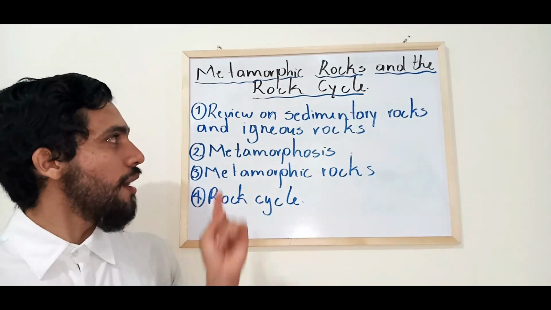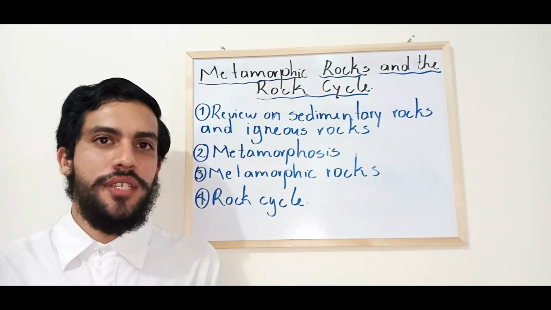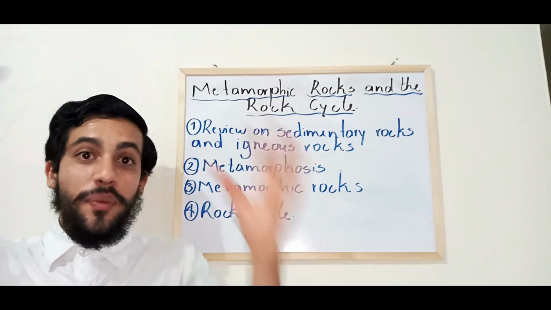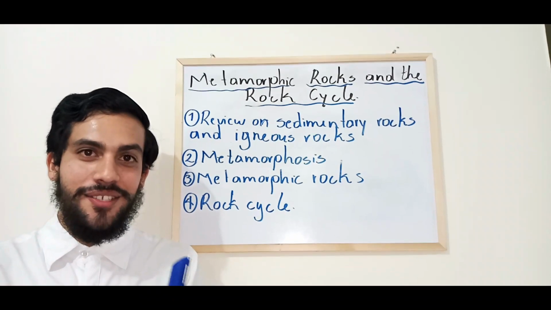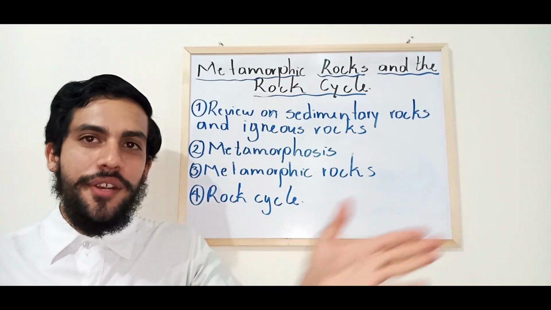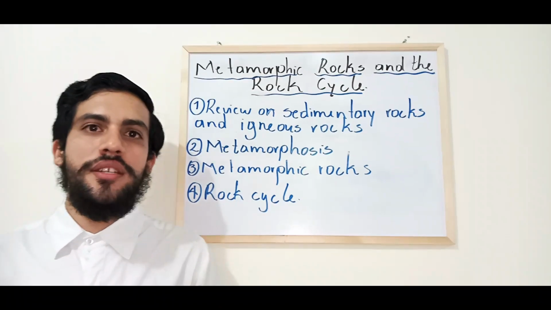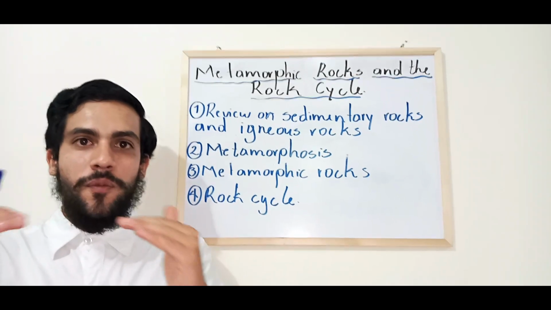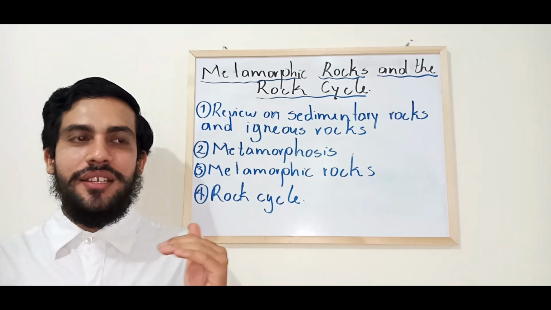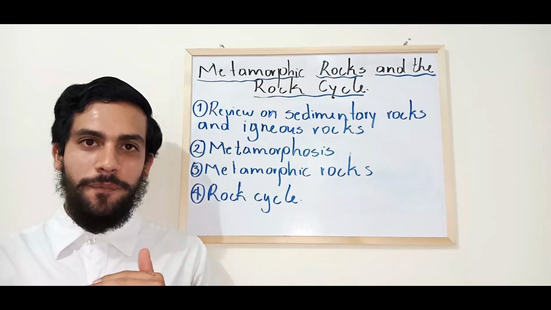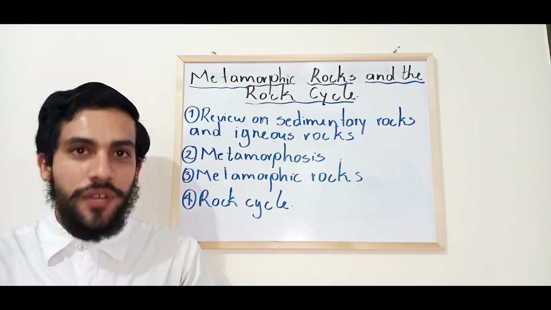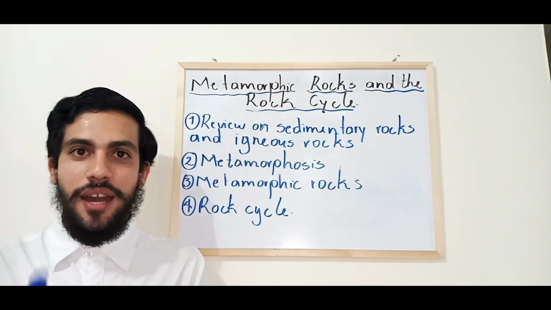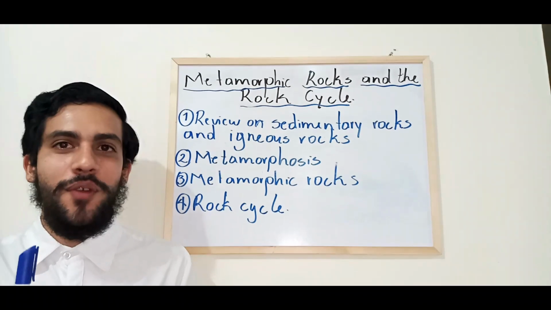First of all, let's review how sedimentary rocks and igneous rocks are formed. Sedimentary rocks are formed when a big rock is broken down into tiny pieces. These tiny pieces of rock are carried away by water, wind, or other elements in nature. They settle on top of each other, and that creates a layer. More and more layers are formed, and that's how sedimentary rocks are formed.